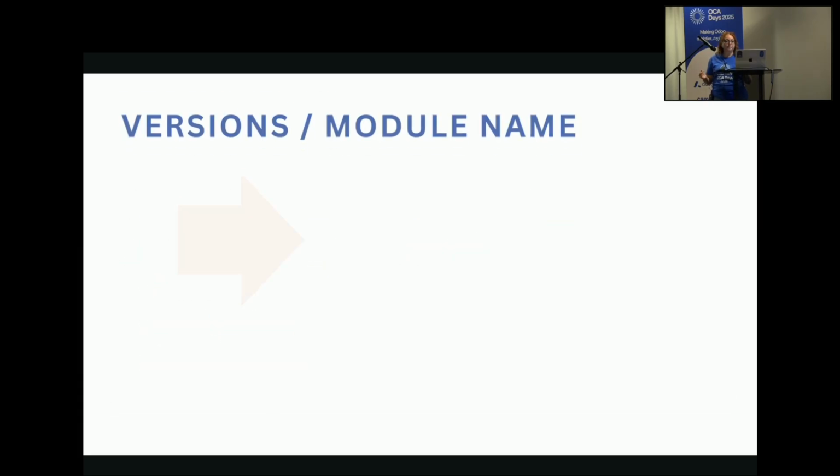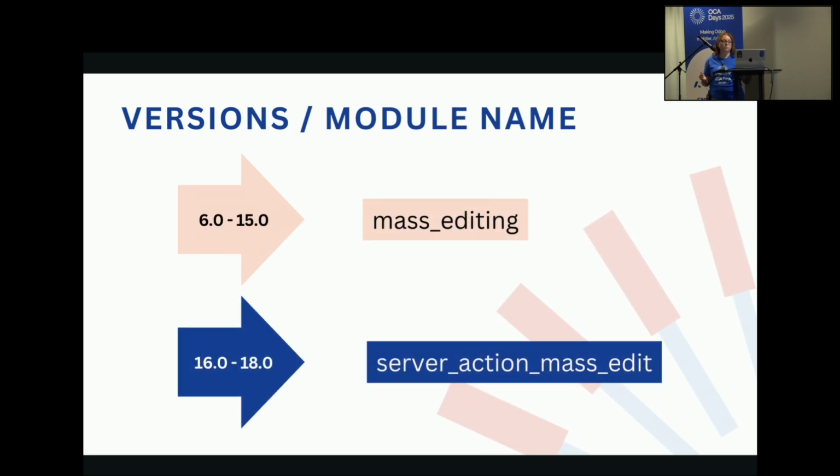The module is available since the beginning of Odoo, in version 6 to 15, and the name was mass editing. But in version 16, they changed the technical name to server action mass edit. So that's a thing you need to know when you're looking for this module in the OCA shop or GitHub: depending on the version, the name is different.